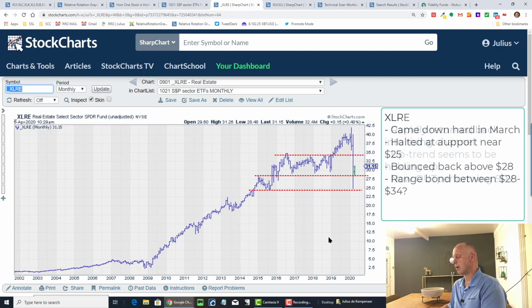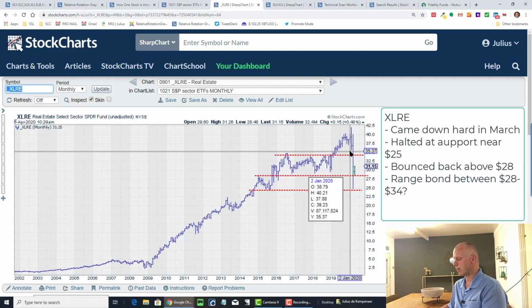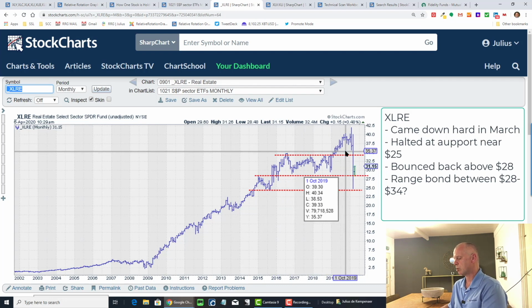Real estate got hammered down pretty hard last month. We closed the month of February around, what was it, 35.50, which was still okay, above this former resistance then support level.